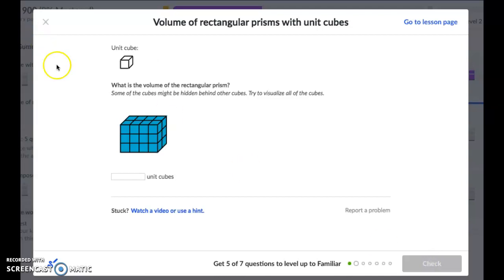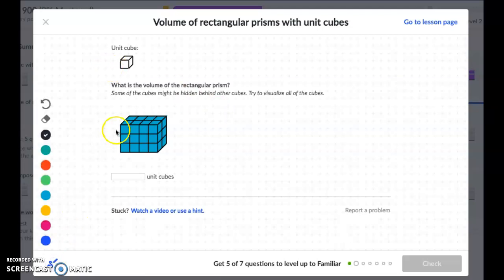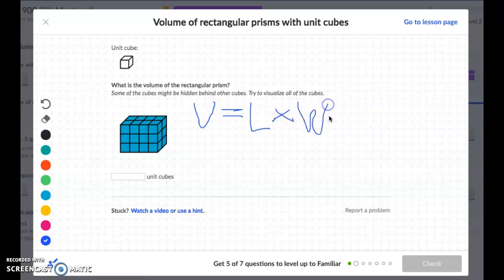Again, they're just letting us know that this is 1 unit cube. What is the volume of the rectangular prism? Now, with these ones, we've got a few different options. You can try to count all of the cubes in here, and for some students, that's what works really well. For me, it's easier to just refer back to our volume equation. So for that, we're going to remember that volume equals the length times the width times the height.